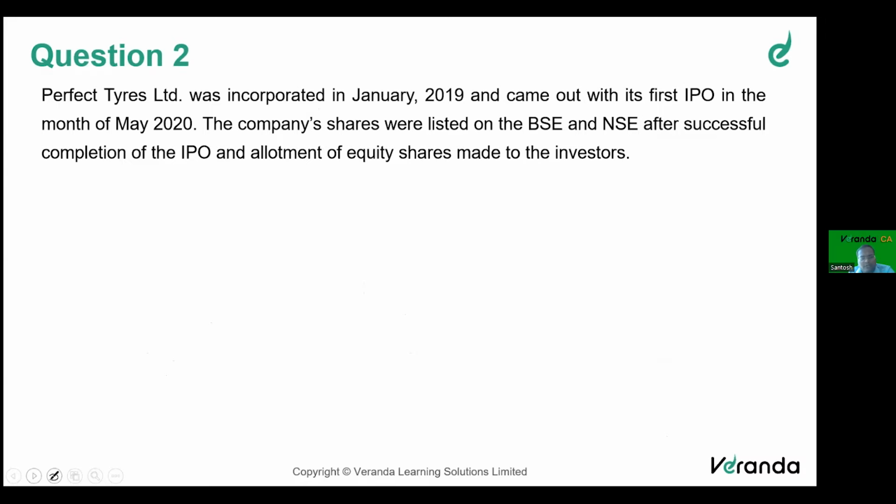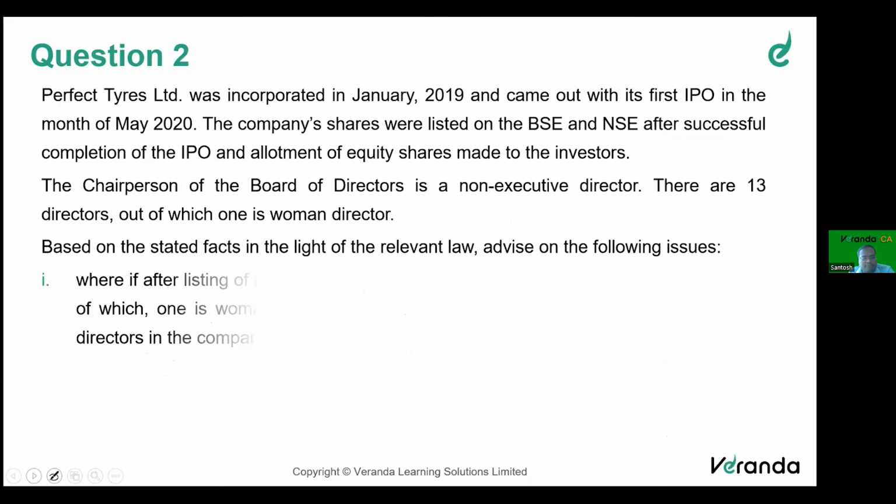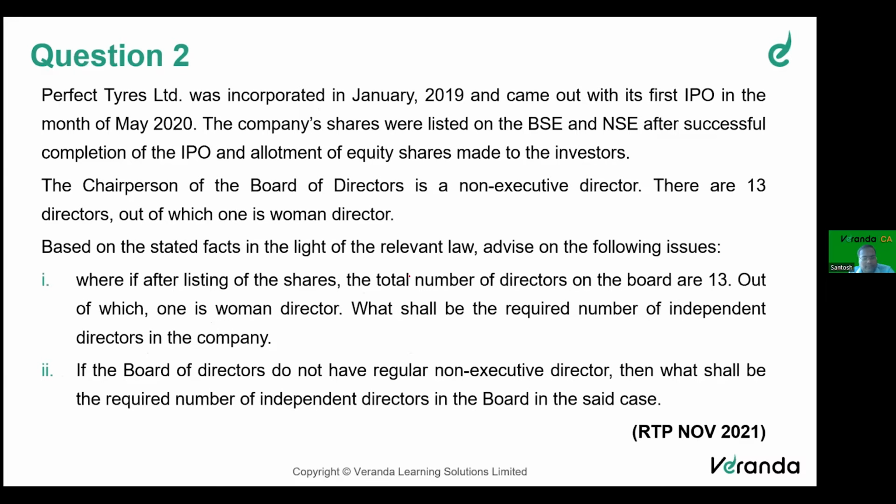So in question number 2, here it's from RTP, which is November 2021. Perfect Tires Limited was incorporated in January 2019 and came out with its first IPO in the month of May 2020. The company shares were listed on BSE and NSE after successful completion of the IPO and allotment of equity shares made to the investors.